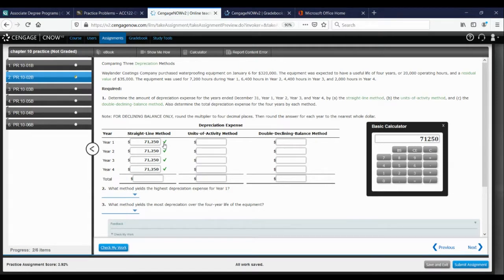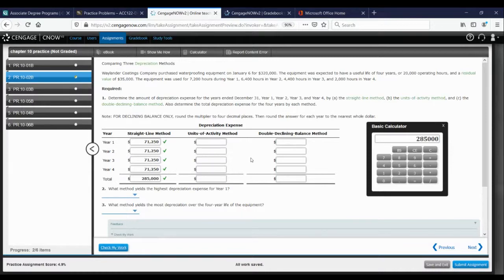At the end of the 4 years, the total amount of the accumulated depreciation will come back up to the depreciable value. So in other words, if we add 71,250 4 times, or multiply that by 4, that would give us the total amount of the depreciation, which in this case is $285,000, which is also equal to the depreciable value.